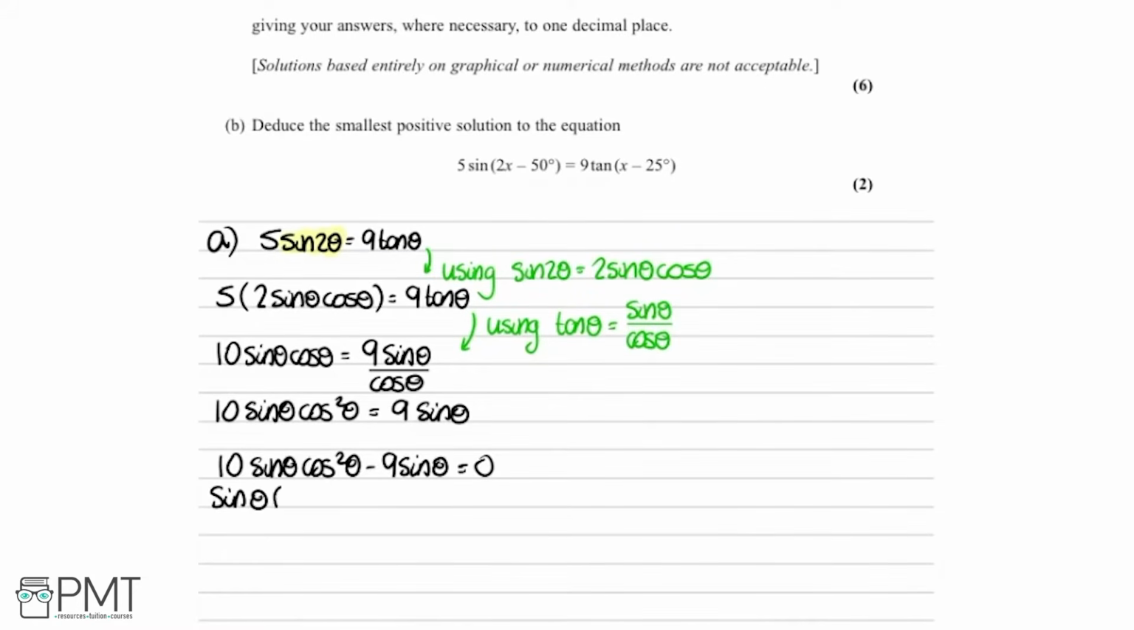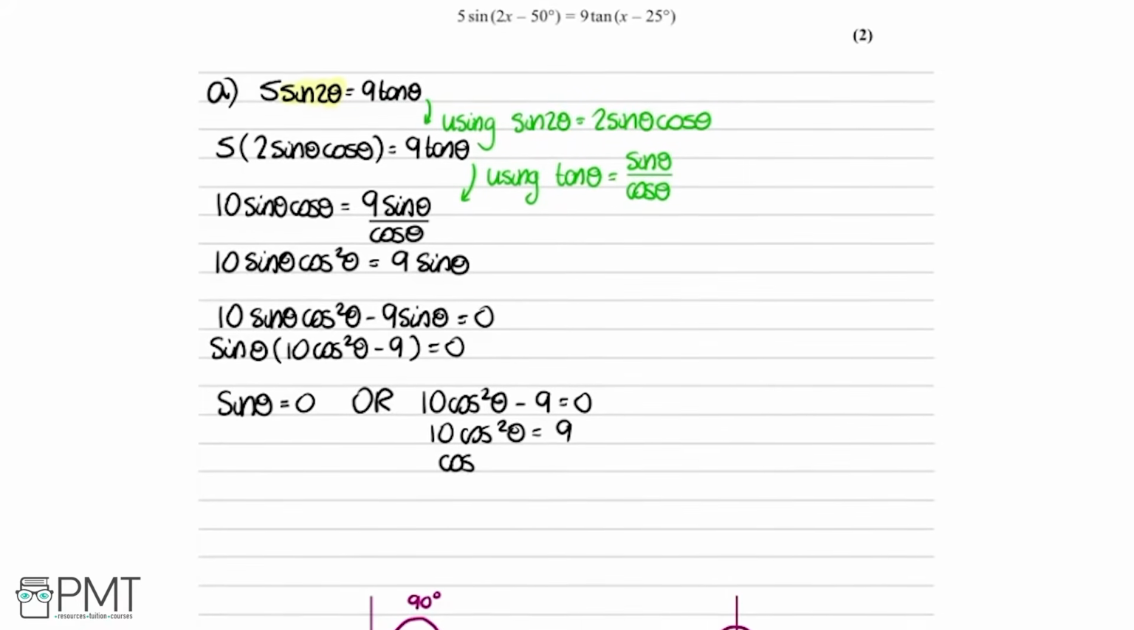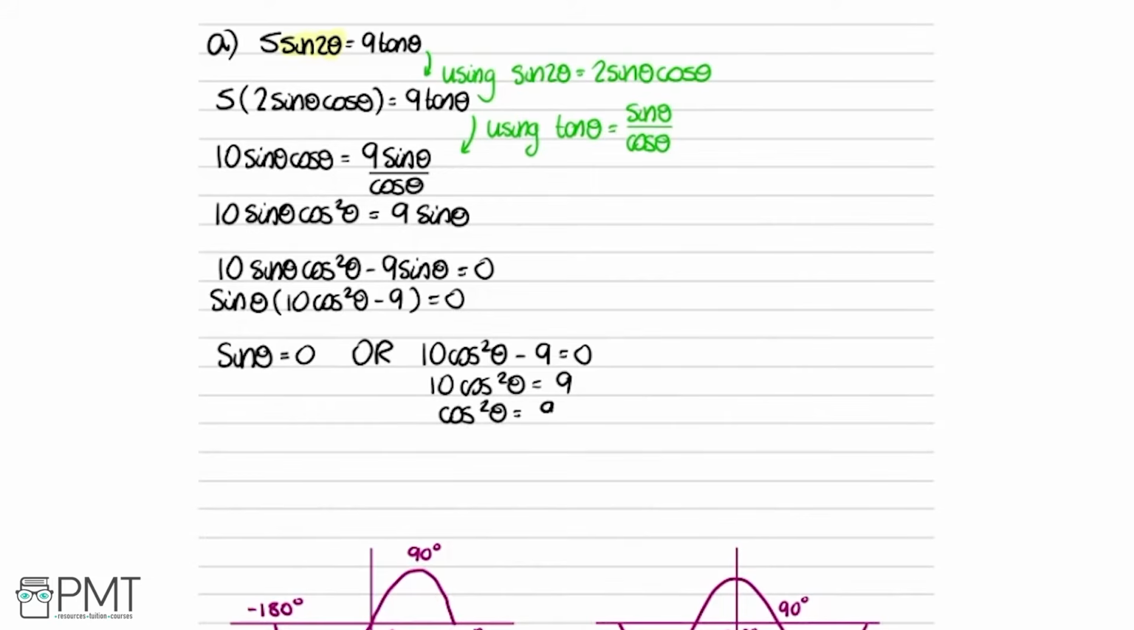So we've got sine theta multiplied by 10 cos squared theta minus 9 equals 0. So this is great. Look at this. We can now say that sine theta equals 0 or 10 cos squared theta minus 9 equals 0. So that's 10 cos squared theta equals 9.